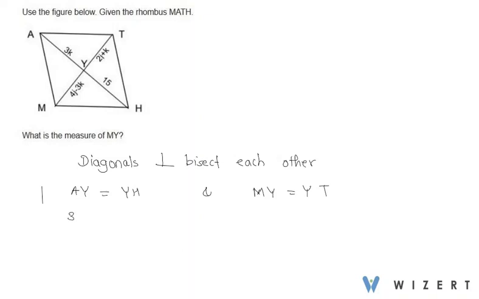So that means we can equate 3k to 15, and thus we get the value of k as 5. Now we can use this value in the next part.